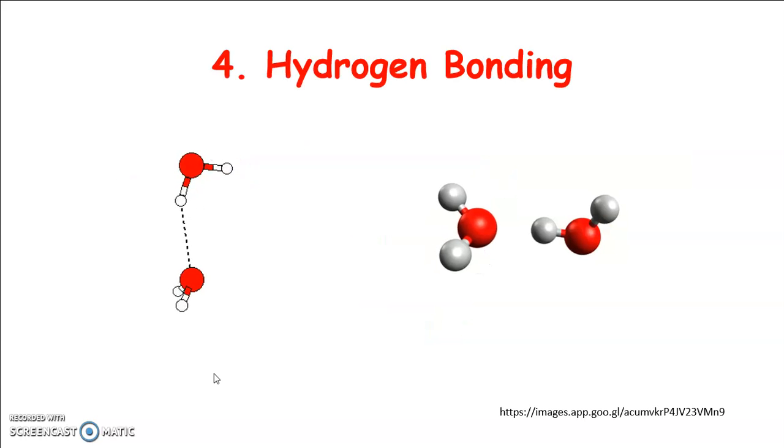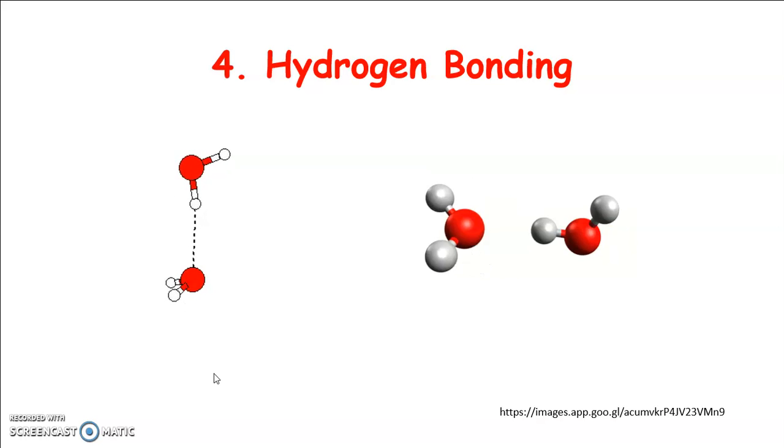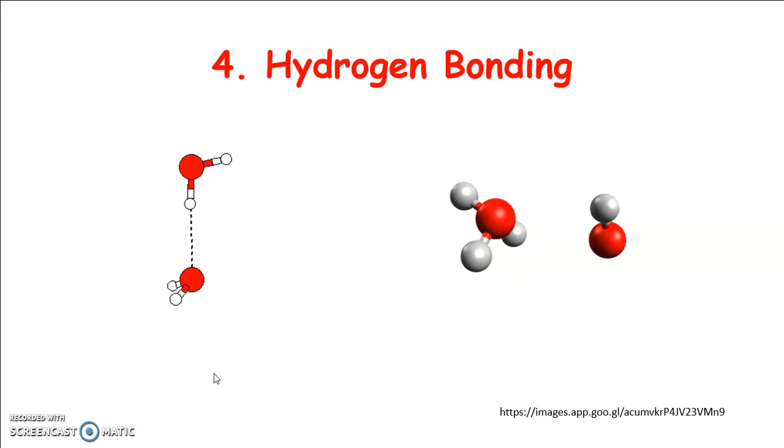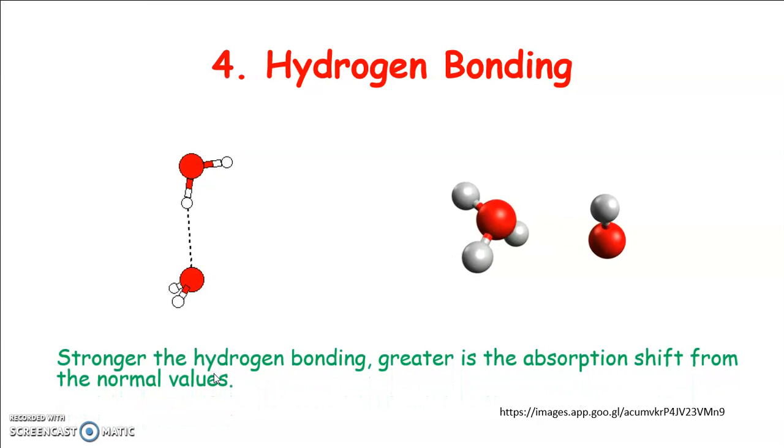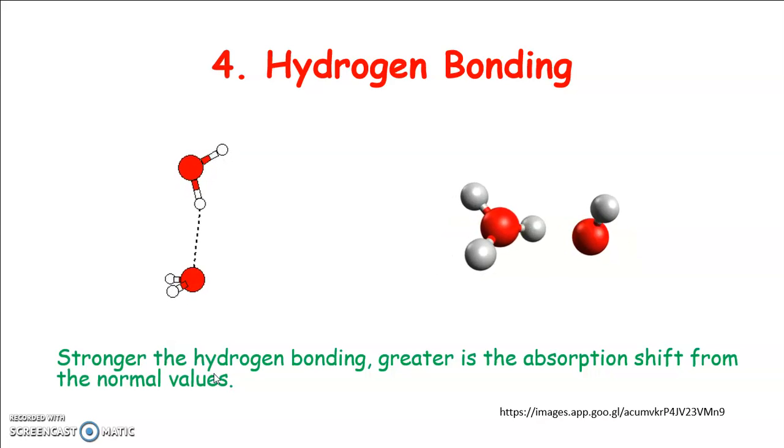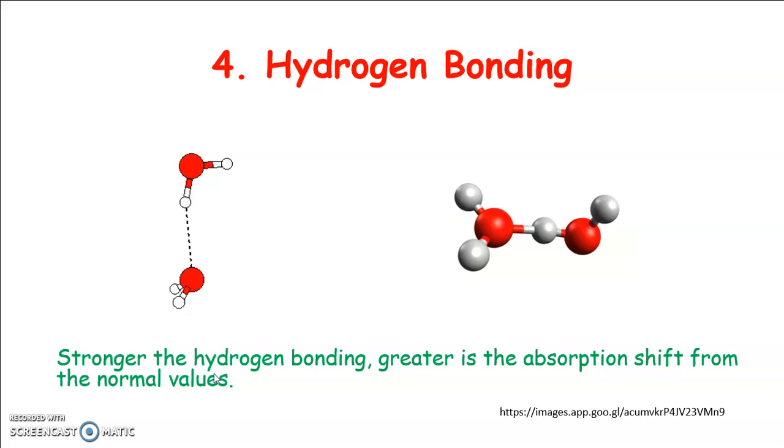The fourth factor is hydrogen bonding. The presence of hydrogen bonding changes the position and shape of an infrared absorption band. The stronger the hydrogen bonding, the greater is the absorption shift from the normal values. The OH stretching bonds move to lower frequency with increased intensity and band widening.